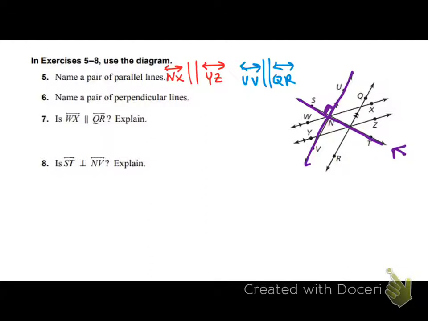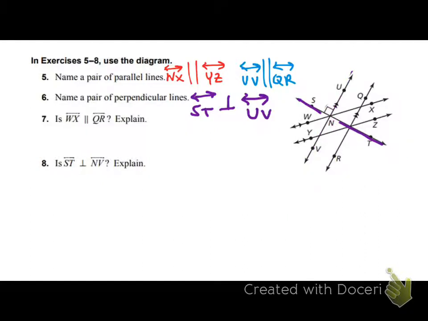Name this first one. What do we name this line? ST. What does the perpendicular symbol look like? Upside down T. All right, and then we're going to name the second line. We can name it, sure. Good.